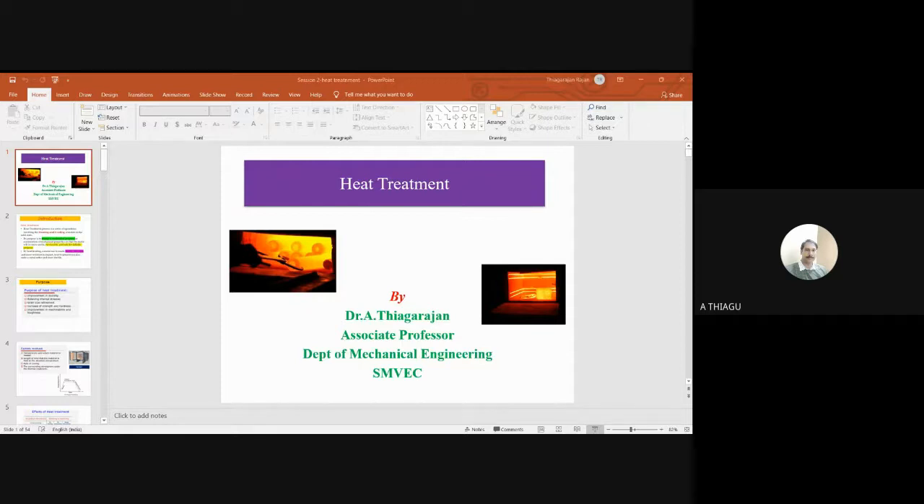Annealing is a heat treatment in which material is exposed to an elevated temperature for an extended time period and then slow cooling process. So annealing is a heat treatment process. The samples are heated in a furnace and held for a particular time, and the sample should be allowed to cool inside the furnace only. So the cooling process should be carried out inside the furnace only. It is called the annealing process.